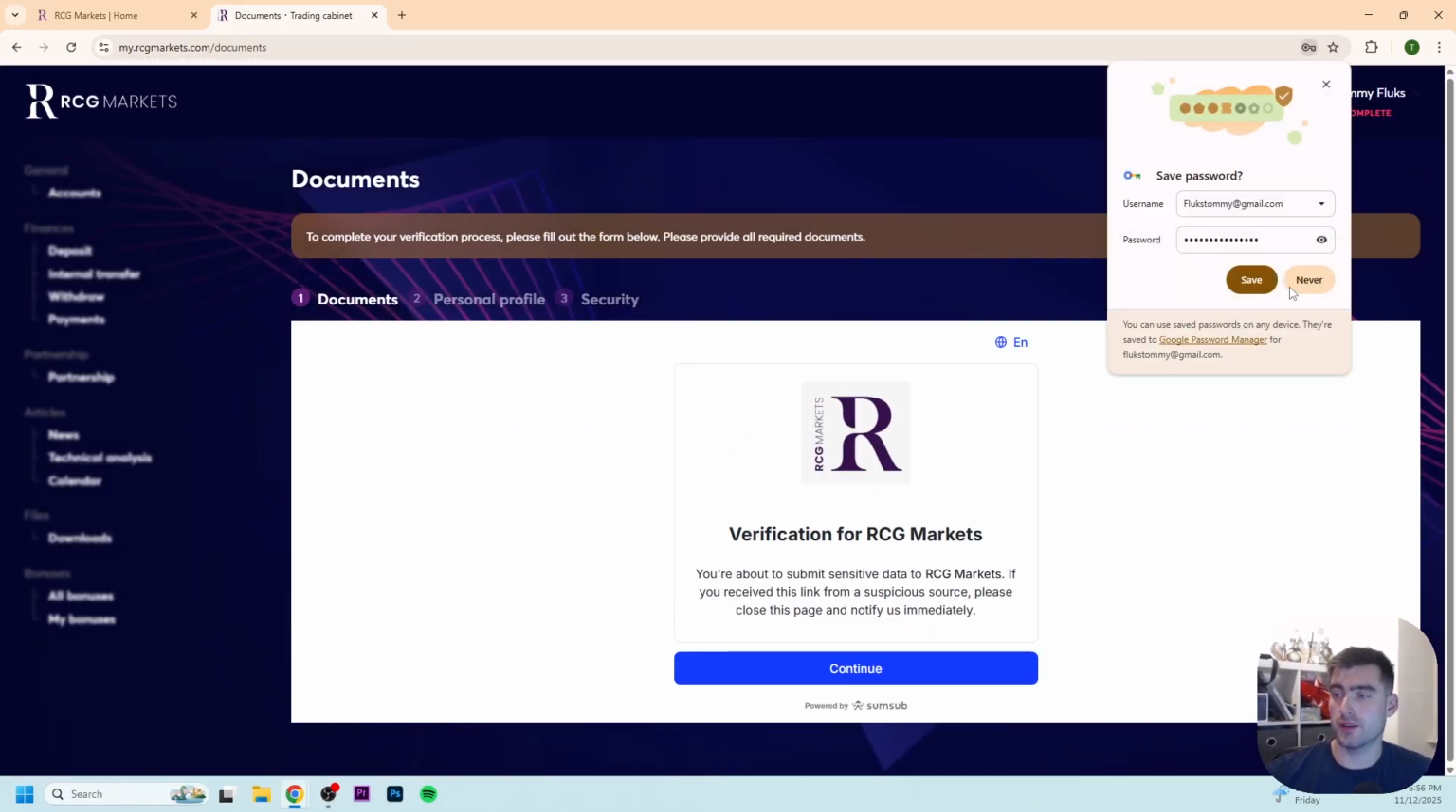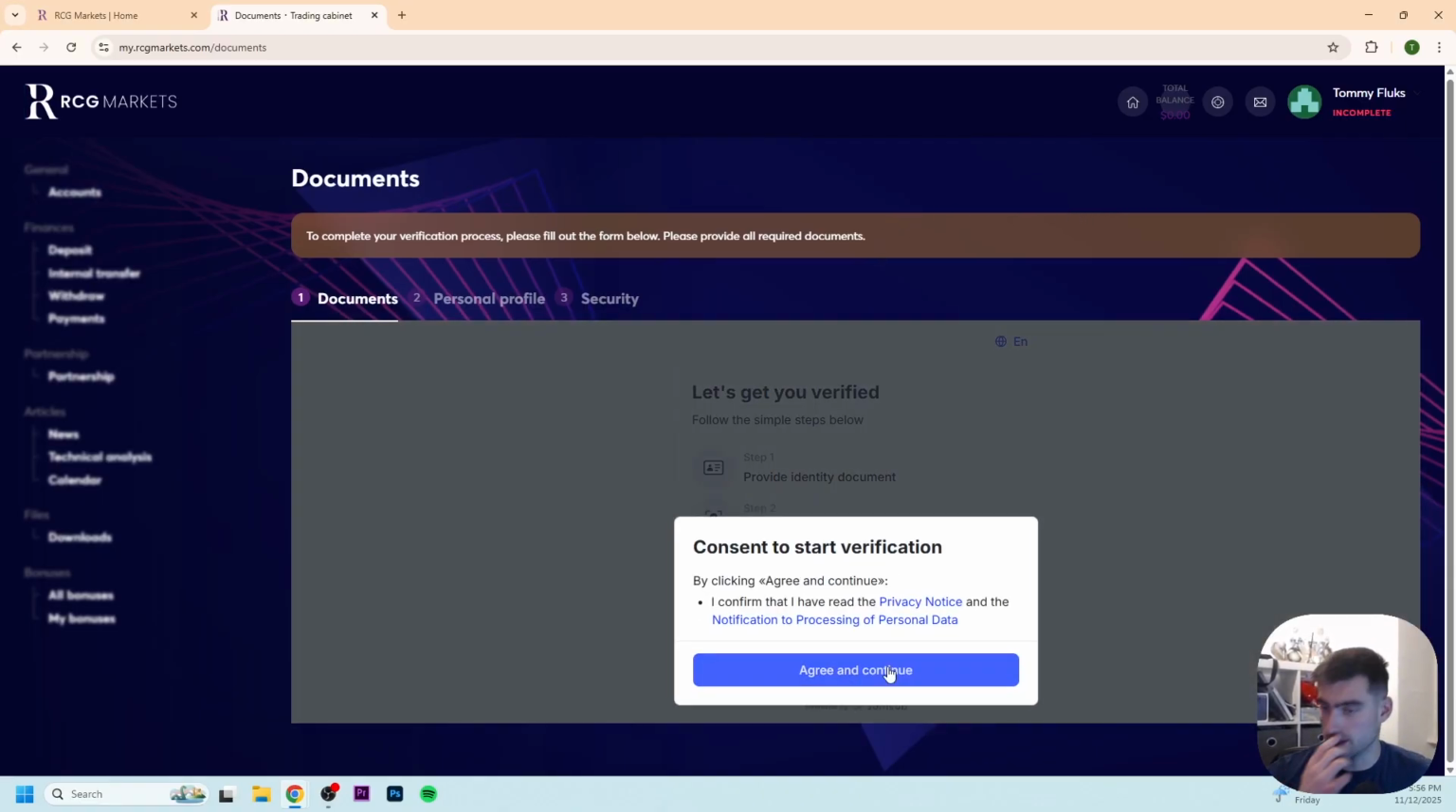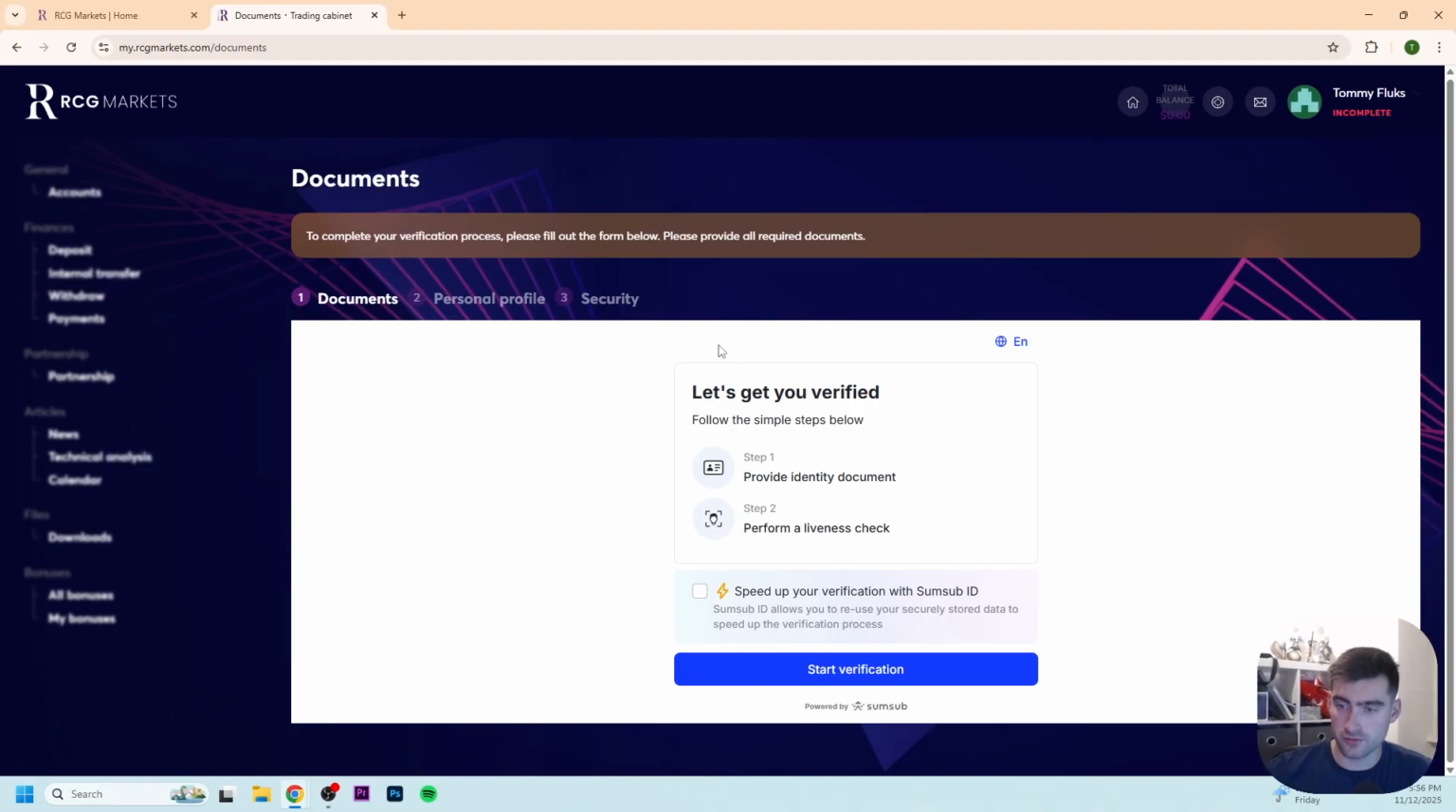Then right now they need some documents from us. So what we're gonna do is continue, agree and continue. And then you need to send them your ID so they have the confirmation that it's myself.